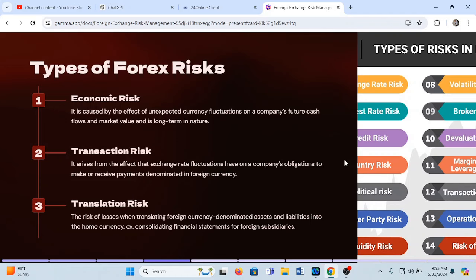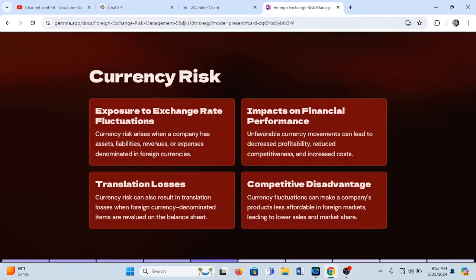Now these are the different types of risk under the Forex category. Again, we are going into these one by one. Currency risk is the first risk. Let's be short and precise. Currency risk arises when a company has assets and liabilities, or when you have a balance sheet, which means you are operating in a zone where you have multiple currencies. You may have expenses and revenues which are dealt in foreign currencies. This is leading to your exposure to currency risk. Next, your performance may be affected. Unfavorable currency movements can lead to decreased profit.